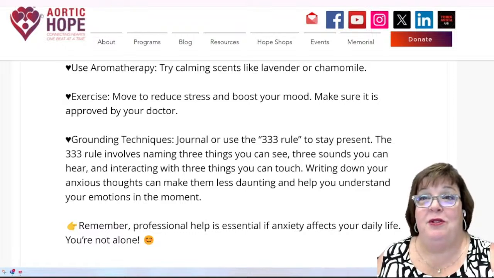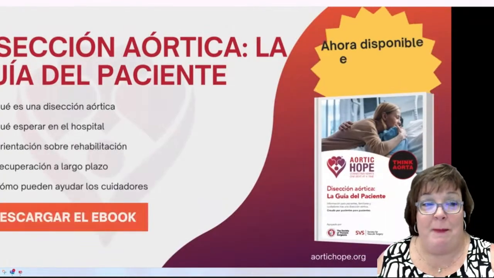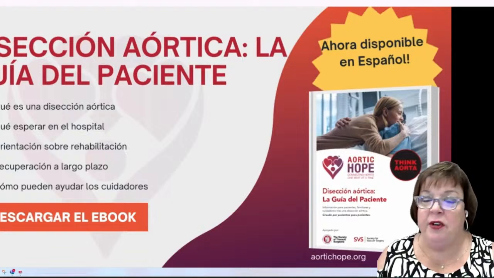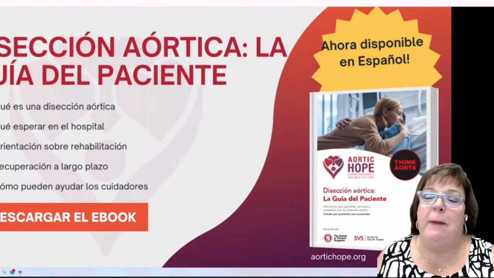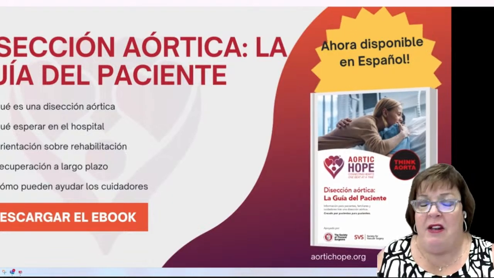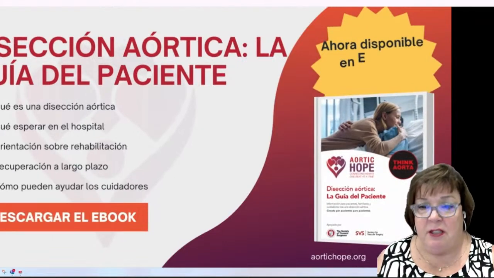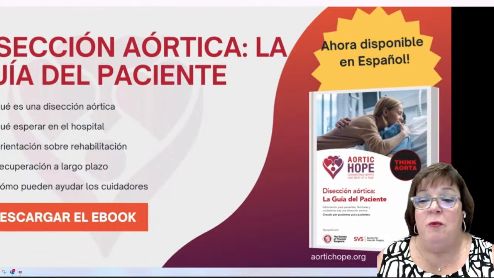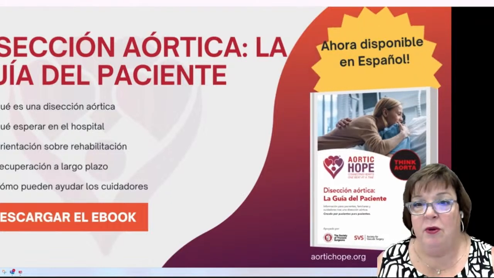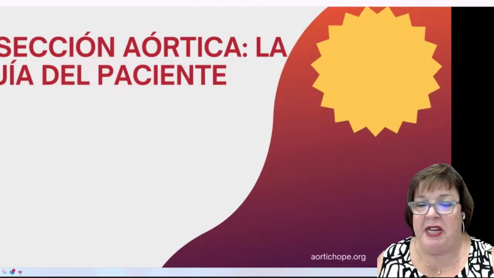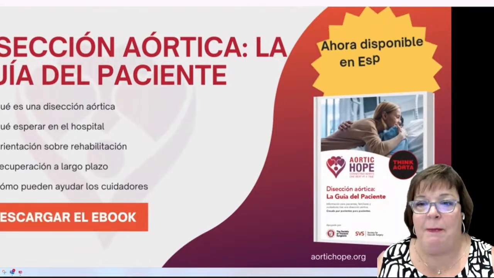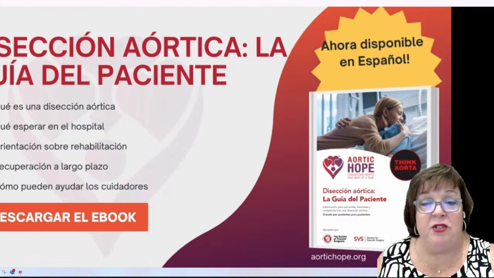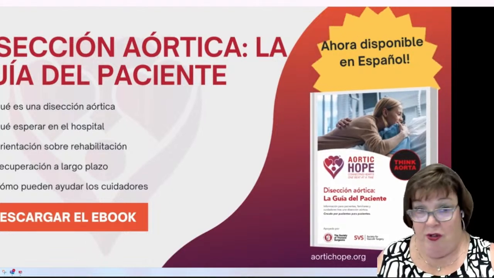The best news ever. Our aortic patient guide is now in Spanish. I'm not going to read any of the screen because I don't speak Spanish, but it is in Spanish. And if you know anyone that needs it in Spanish copy, please let the doctors know. They can apply for a bulk order. We can download it. We can send individual orders. But this was a huge undertaking, as always. And we're so happy to offer it in another language because there are patients, caregivers, survivors all over the world.